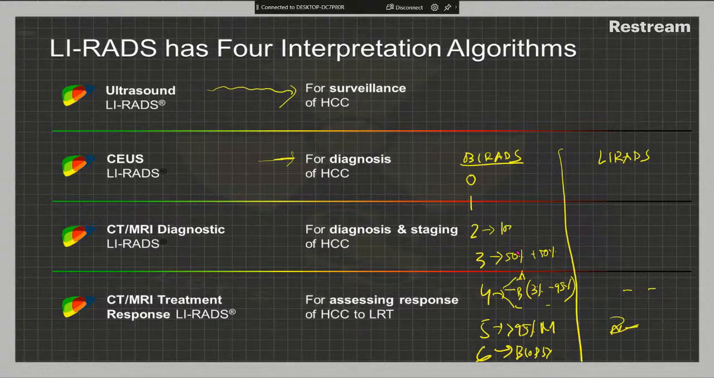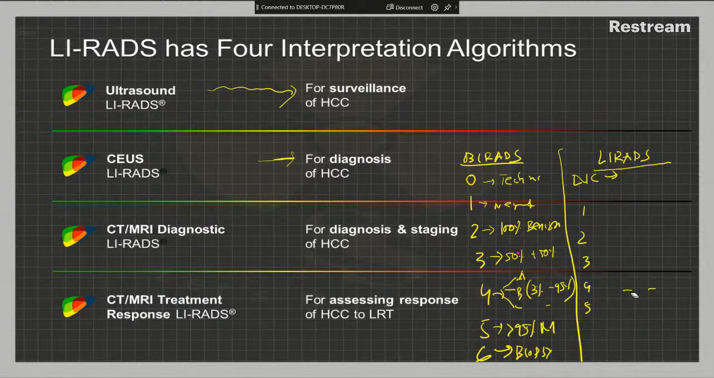BI-RADS 2 is 100% benign. BI-RADS 1 is negative, that you do not find any lesion. And BI-RADS 0 is technically difficult, when you have to repeat a technically poor exam. This is the BI-RADS. Now just compare it with LI-RADS. LI-RADS means 0 to 9. LI-RADS NC means again technically poor, non-classifiable. You have to repeat the imaging. This is the technical factor. Now LI-RADS 1, 2, 3, 4, 5. Sorry, LI-RADS 1: you are stamped that it's 100% benign, there is no doubt in it. Two, it is definitely benign, you are sure about it, but if less than 100% sure, then you will put it at LI-RADS 3.